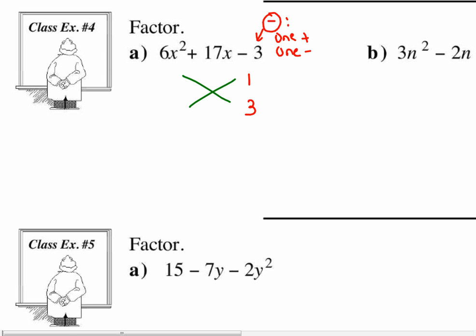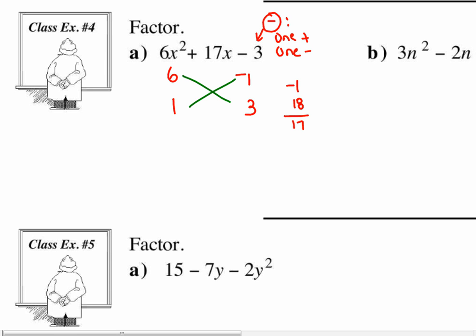6. So it's not going to be 2 and 3. We need to try 6 and 1. So we'll play with the signs later, but let's leave this the way it is now. 6 times 3 gives you 18. 1 times 1, 1. Is there a way to make 17 out of this? Negative 1. If the 1 was negative, that would do it for us. That would also make our negative 3, which is what we need.